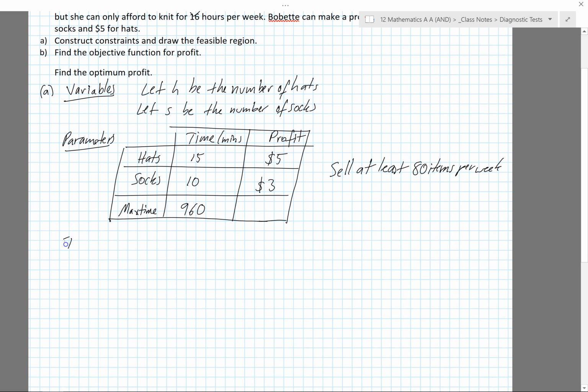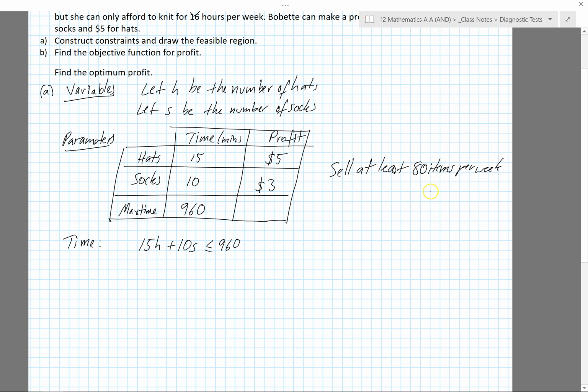So I've got a constraint for time. Okay, and I'll find that by reading this column of the table. So my total time that it's going to take to make H hats will be 15H. It'll take me 10 minutes to make S socks, and I know that that can't be bigger than 960.